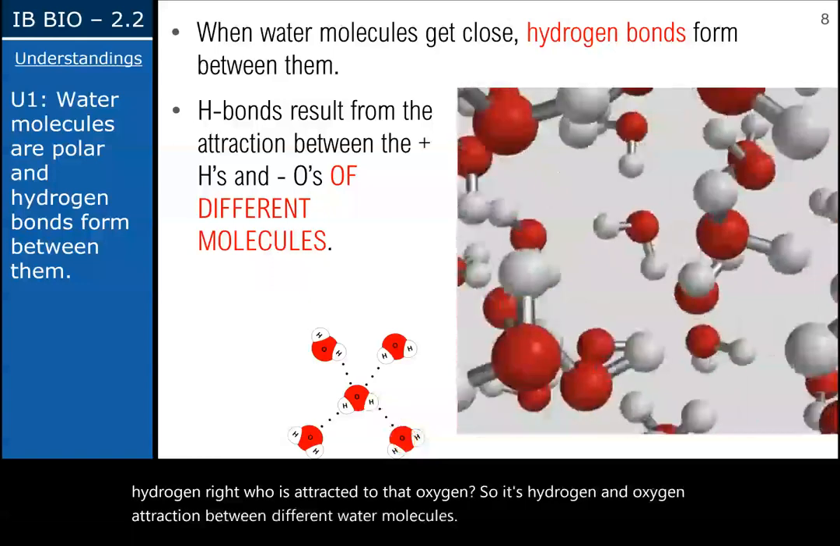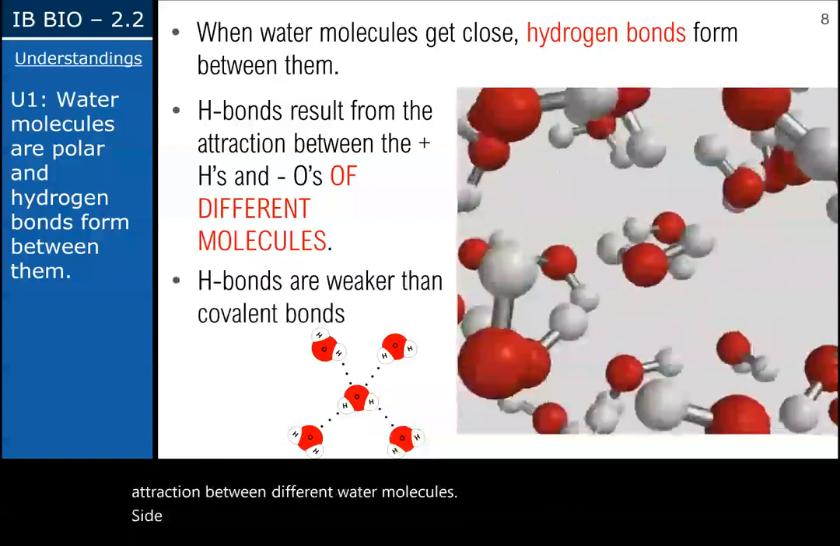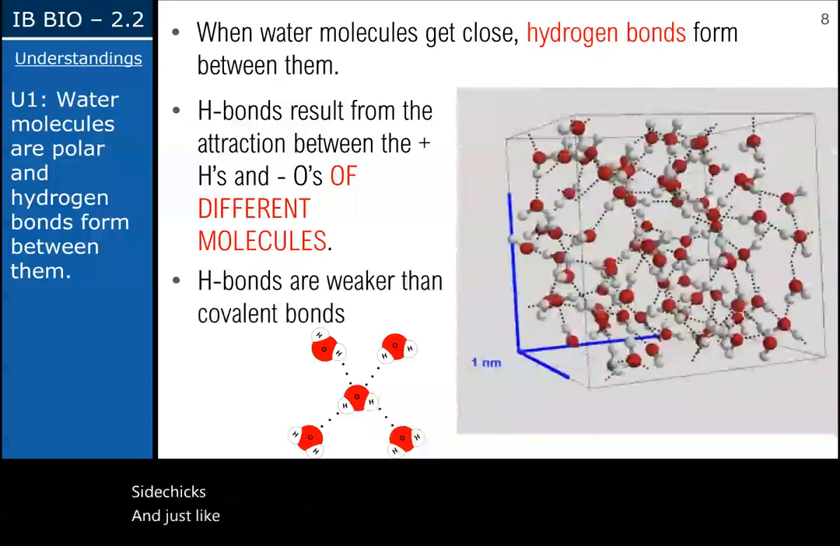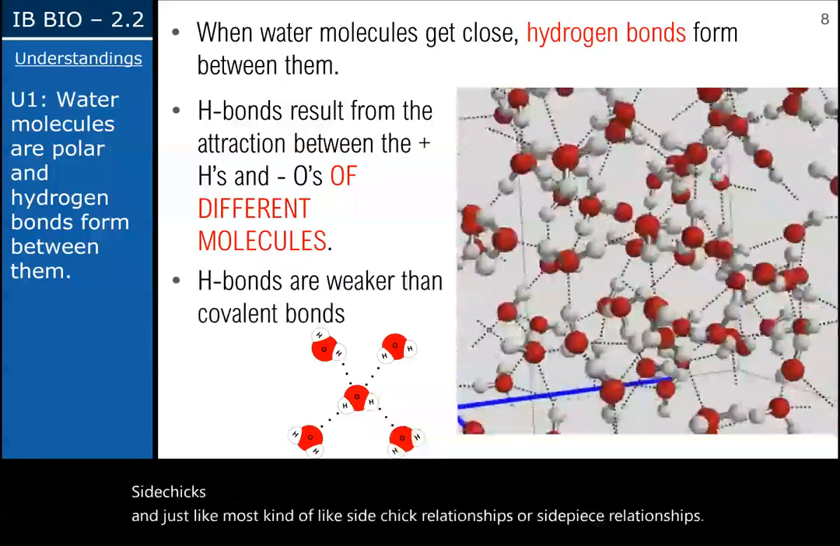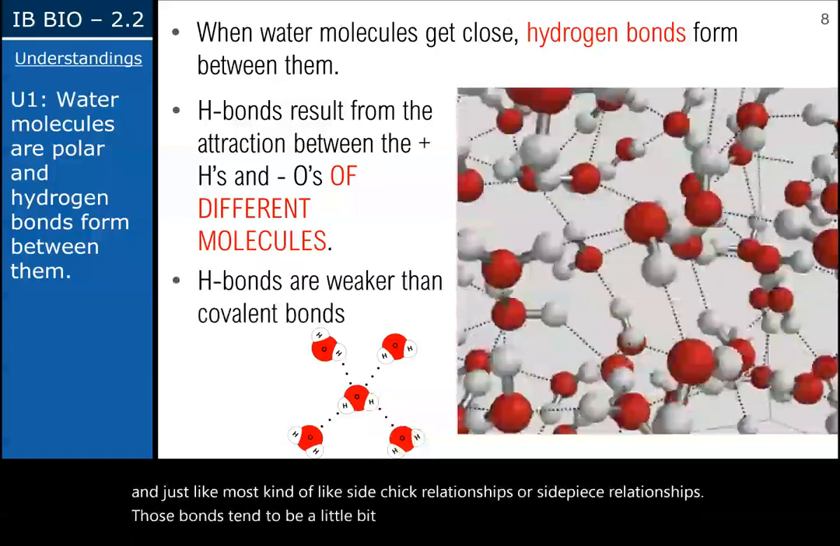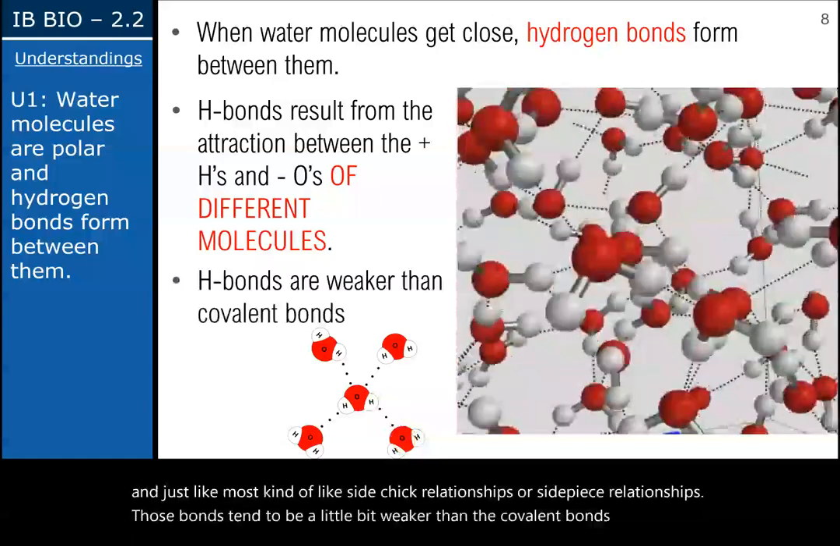Side chicks. And just like most side chick relationships or side piece relationships, those bonds tend to be a little bit weaker than the covalent bonds that are holding the water molecule together.